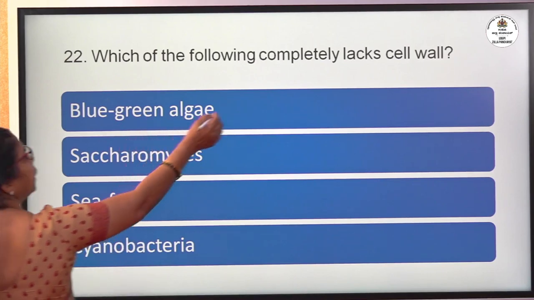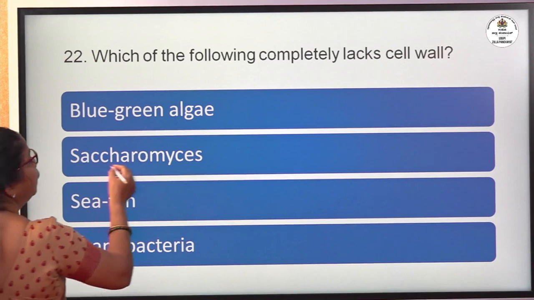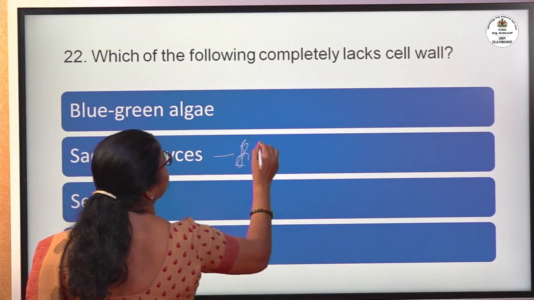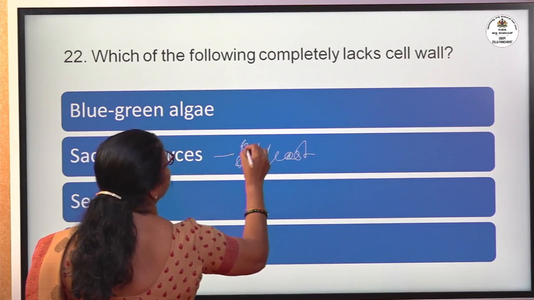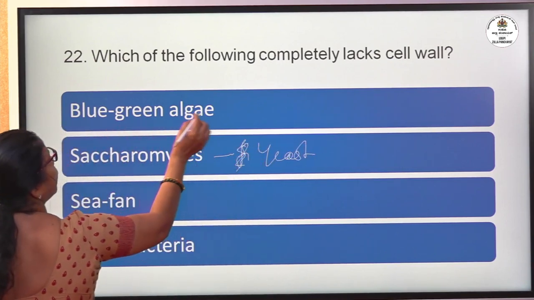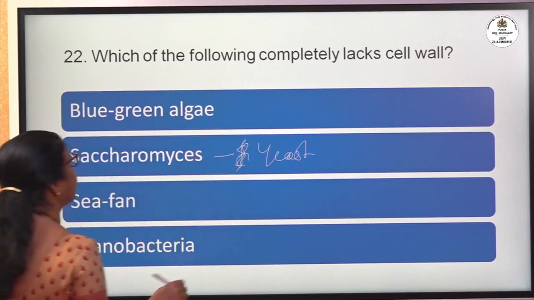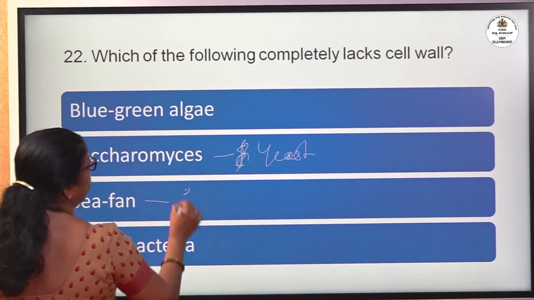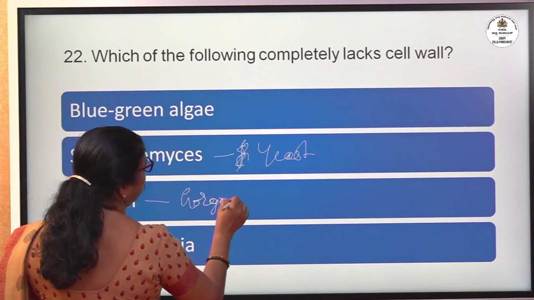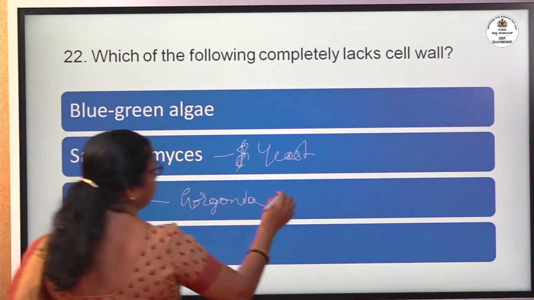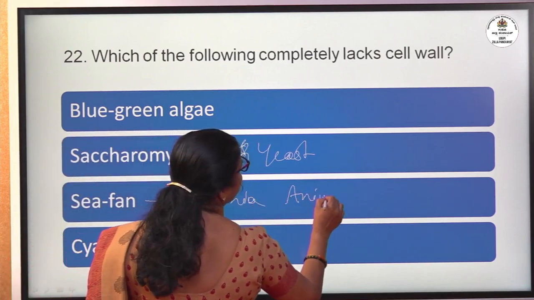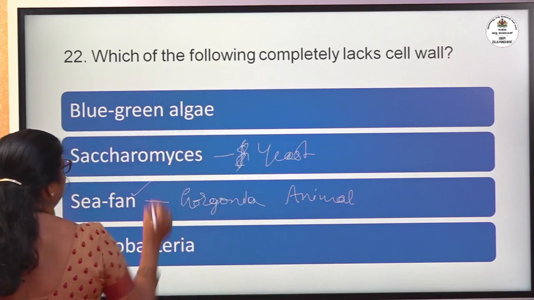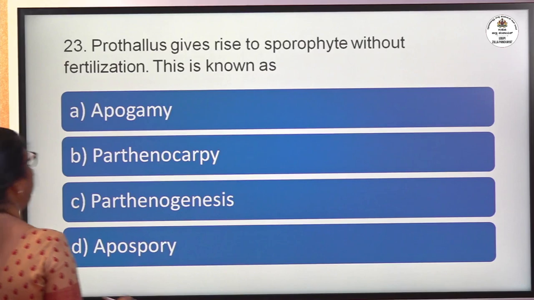So blue-green algae, that is cyanobacteria. Saccharomyces is a fungus, that is yeast. Then blue-green algae are nitrogen-fixing cyanobacteria. So sea fan, that is Gorgonia, is an animal. Okay, animal. So this does not have a cell wall.